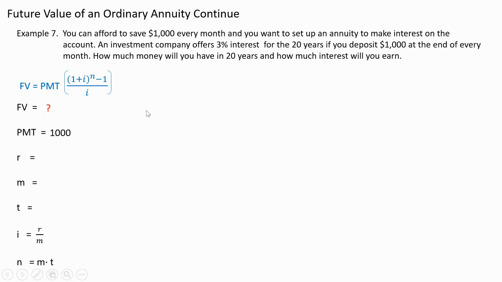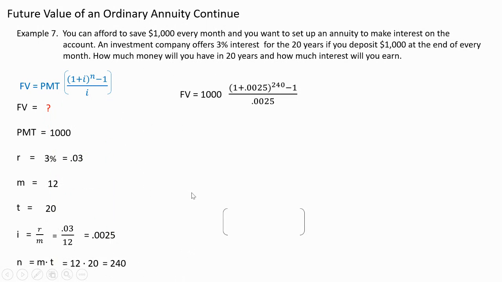So the payments will be $1,000 per month. The interest rate is going to be 3%, so it'll be 0.03. Compounded, let's see how many times you can afford every month. Oh, every month, so M is going to be 12, right? So it's monthly, so it's 12. My time is 20. My I is R, 0.03 divided by 12, which will be 0.0025. My N will be M times T, so M is 12 and T is 20, right? So that'll be what, 240? So all we do is we already extracted the info. So let's put everything into the calculator.